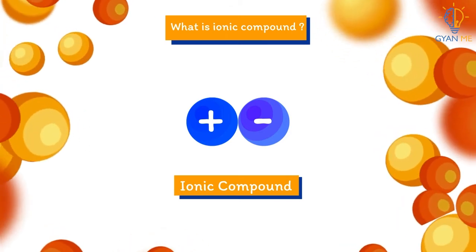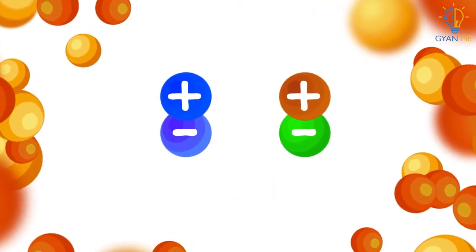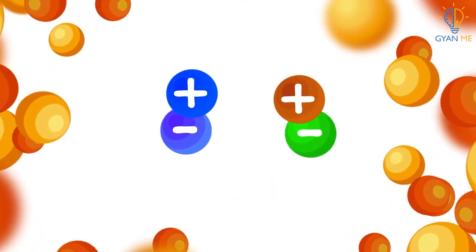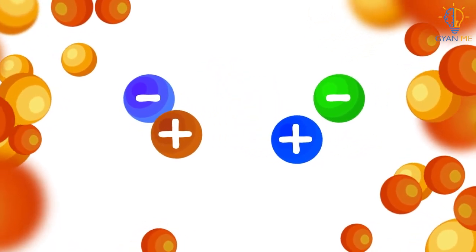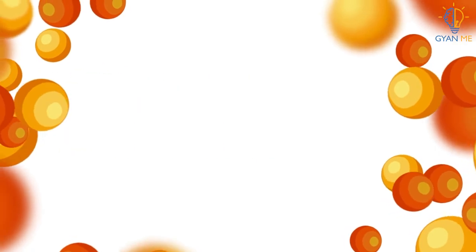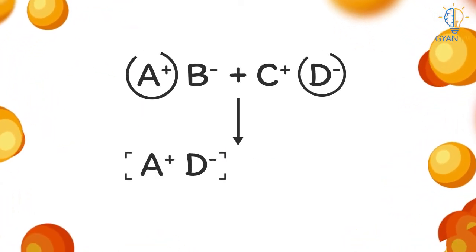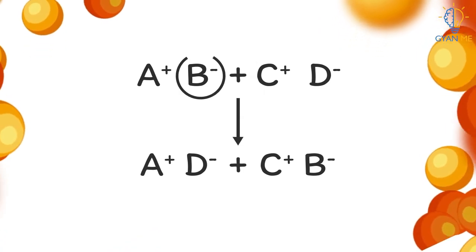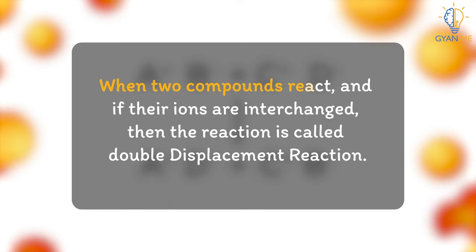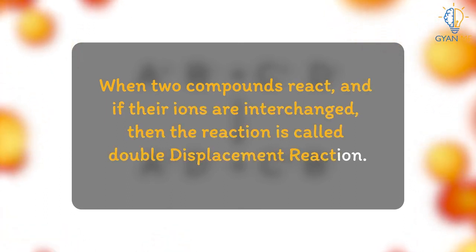Keeping this concept in mind, let's move forward to our topic, double displacement. Double displacement involves a reaction between two ionic compounds in which cations and anions interchange their places and form two altogether different compounds. In generalized form, we can say it as AB plus CD gives AD plus CB. So how can we define double displacement? When two compounds react and their ions are interchanged, the reaction is called a double displacement reaction.